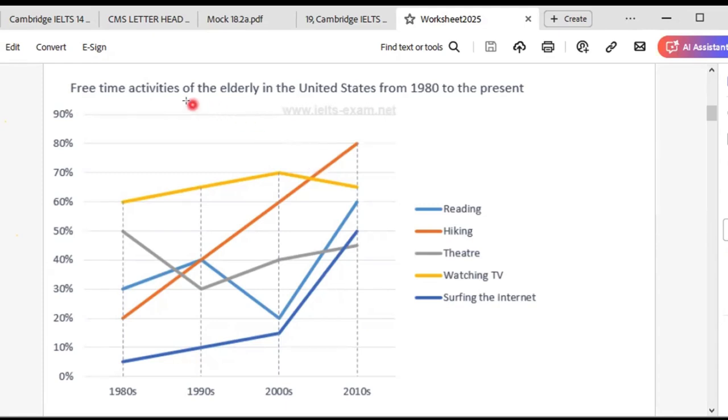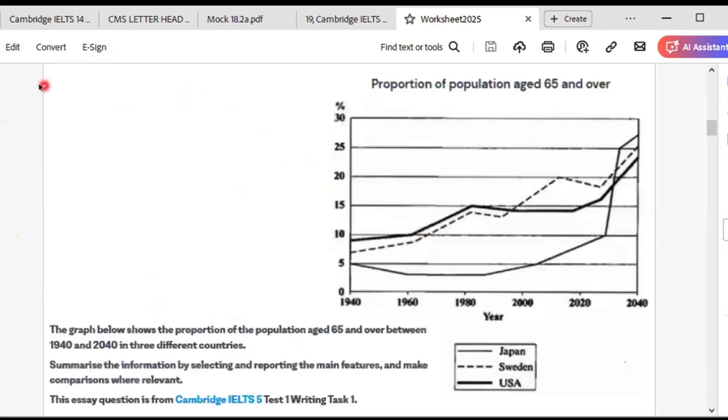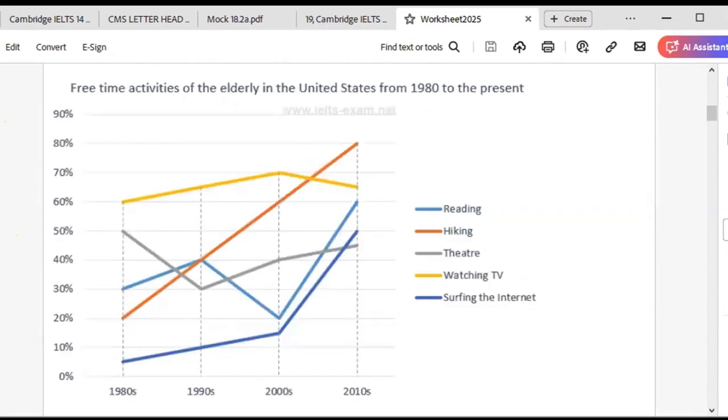Now, this thing is about what? Elderly people. That's number one. This chart is about what? It's about elderly people. Elderly people in which country? United States. Okay? It's about who? Elderly people in which country? The United States. Very, very important.